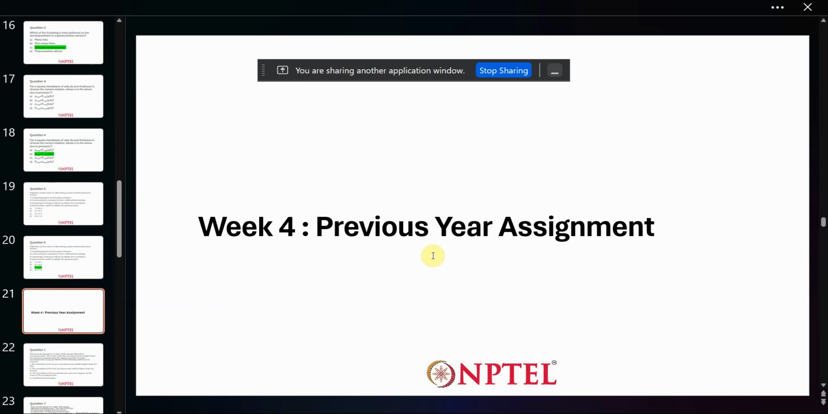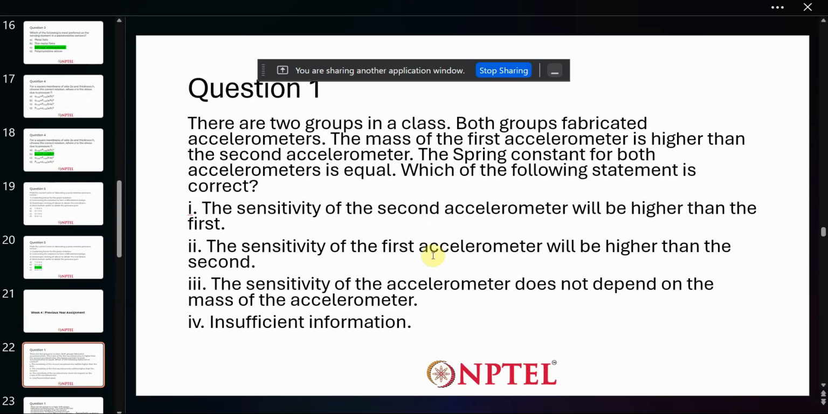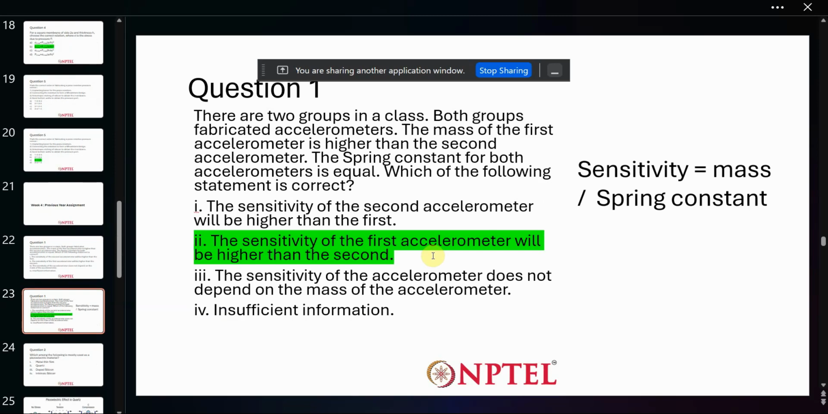Then we move to the previous year questions. Here, two groups have fabricated accelerometers. The mass of the first accelerometer is higher than the second one, and the spring constant is equal for both. What is the relation between the sensitivity of the two accelerometers? Since the sensitivity is basically mass over the spring constant, and the mass of the first accelerometer is higher, the sensitivity of the first accelerometer will be higher compared to the second one.